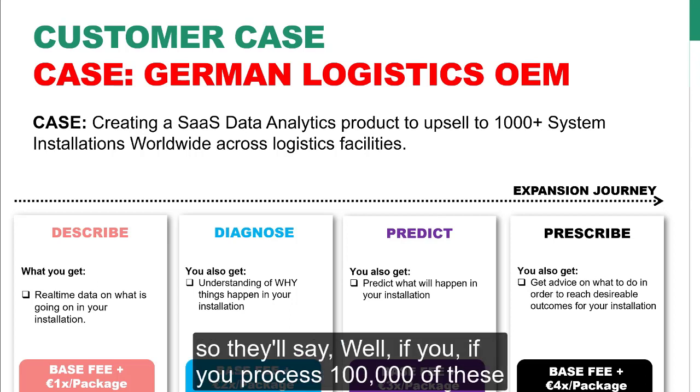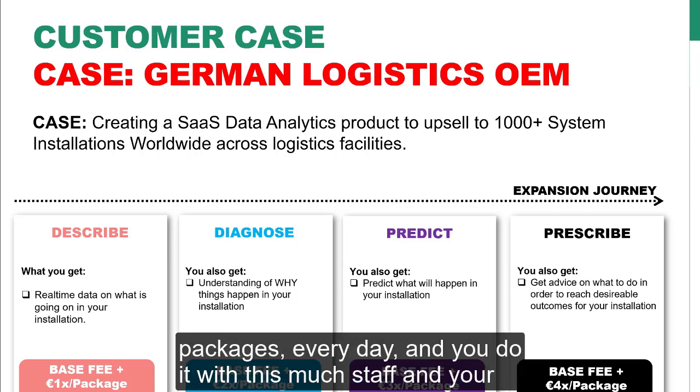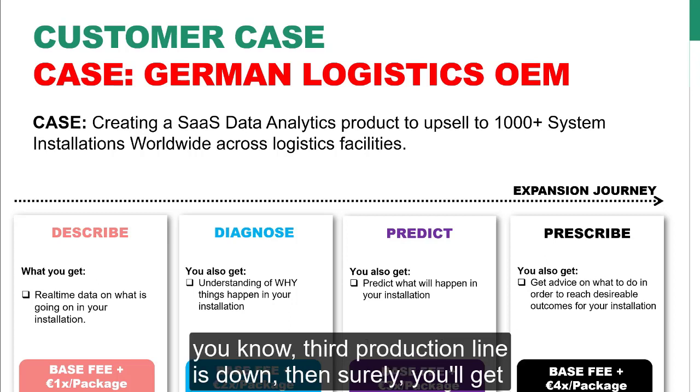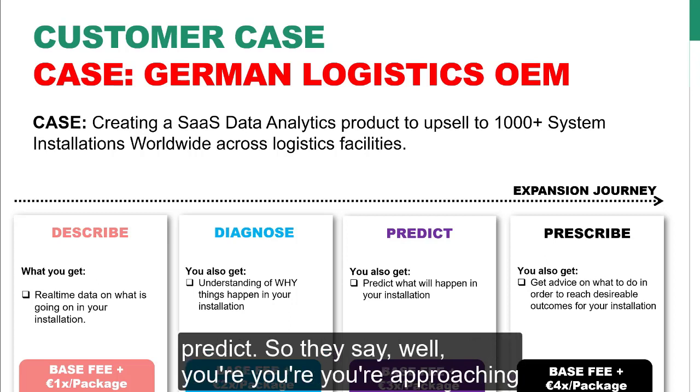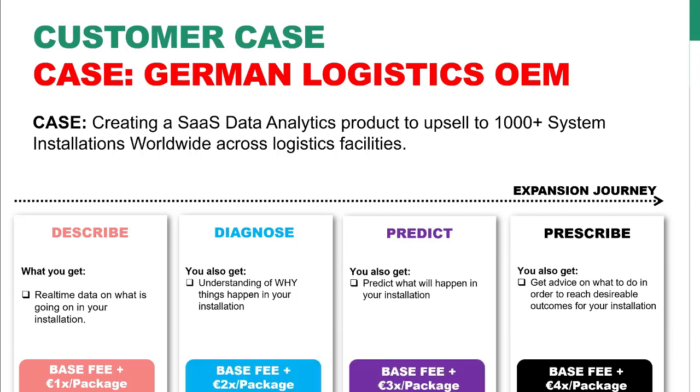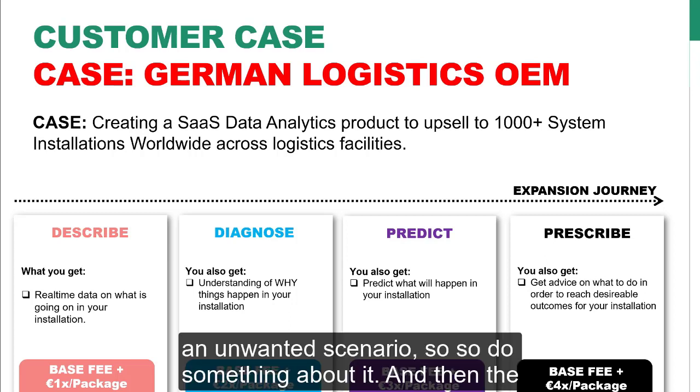So they'll say, well, if you process 100,000 of these packages every day, and you do it with this much staff, and your third production line is down, then surely you'll get a bottleneck and you'll be this much delayed. So they get to predict. So they say, well, you're approaching an unwanted scenario, so do something about it.